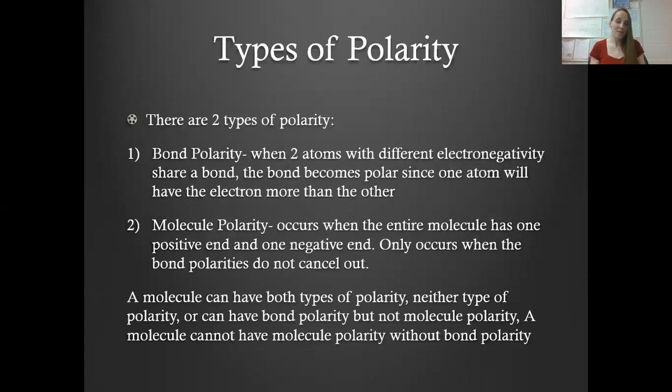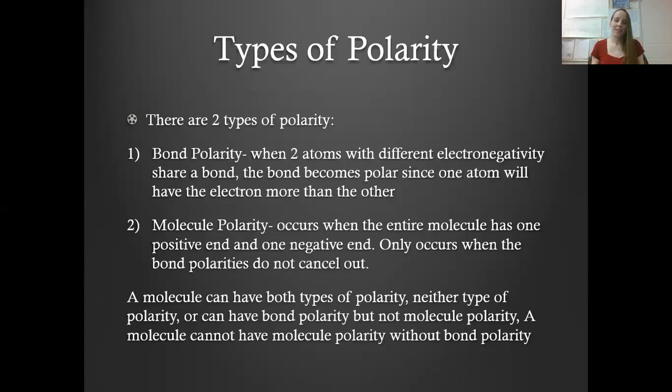There are two different types of polarity. There is bond polarity and molecular polarity. Bond polarity is, again, anytime you have two different atoms sharing a covalent bond. If those atoms are different elements, then you will have bond polarity. One of those atoms is going to have a higher electronegativity than the other. So the only time you don't have bond polarity is when the two atoms that are bonded to each other are the same element, like a nitrogen bonded to another nitrogen or something.